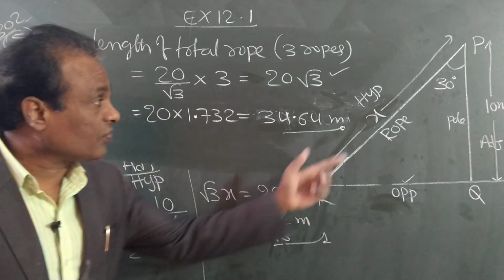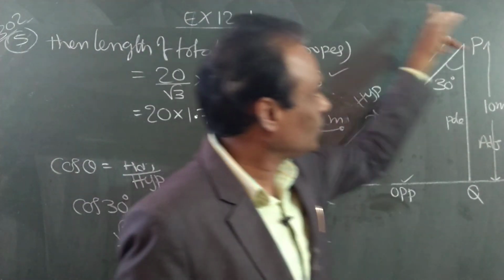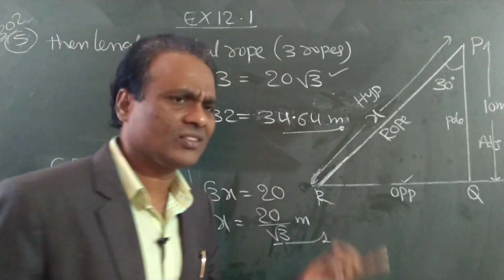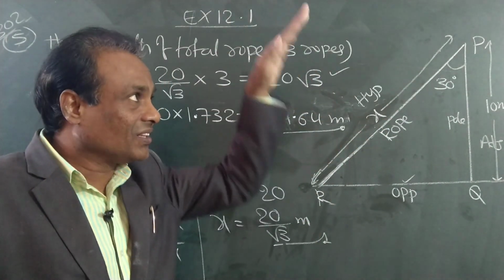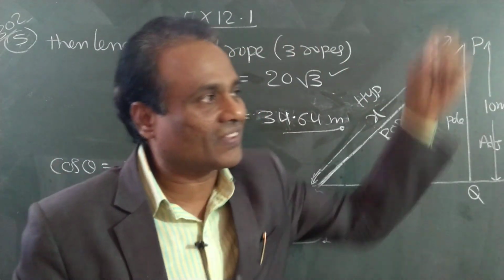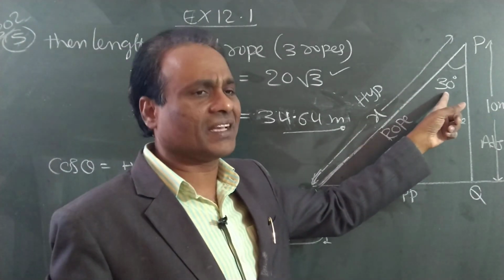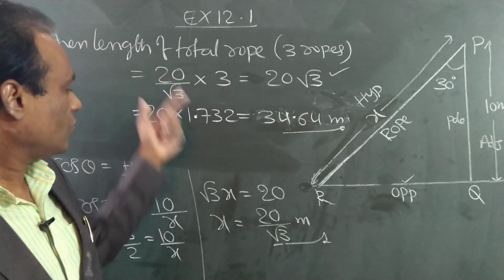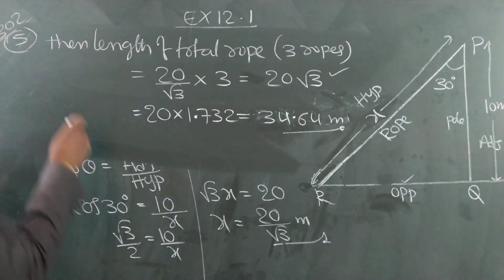This is the length of one side rope. How many ropes do we have? 3 ropes. 1, 2, 3. That you need not draw. Because if one rope length is known, multiply it with 3. Because 3 equal ropes. On this side we are tying one rope, that side also one, that side also one. 3 sides, 3 ropes. Same length, because all the ropes make 30 degrees with the pole. So multiply it with 3.